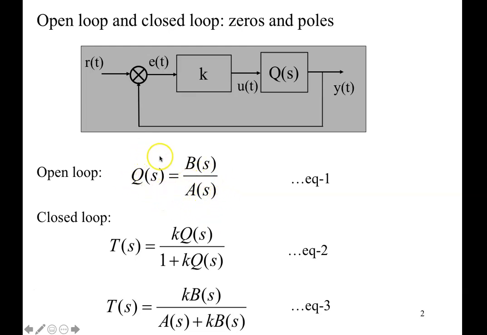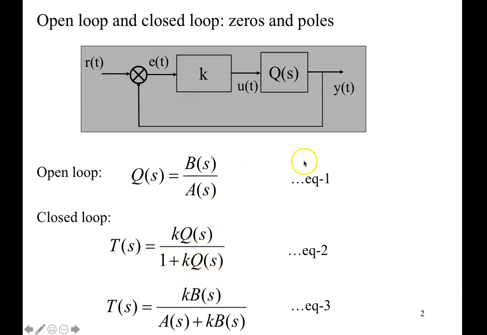Now, if I use this to derive the closed-loop transfer function, what I get is k times Q for the numerator, because that's in the forward path from R to Y. In the denominator, it's 1 plus all the terms in the feedback loop. There are only 2 terms there. There's a small k, there's Q(s). So I'm going to substitute this into here, k times Q plus 1.